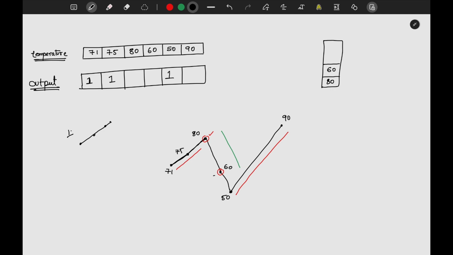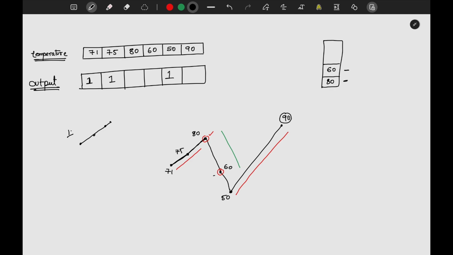Now we will look at the temperature 90. When we look at the temperature 90, what do we have to check? First of all, we have to check, is this temperature greater than the previous temperatures which we stored? What all things did we store earlier? We stored 60 and 80, right? So we will first check if this 90 is greater than 60, correct?